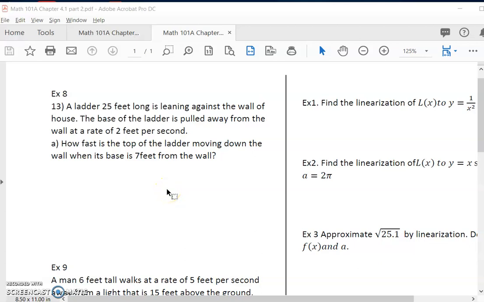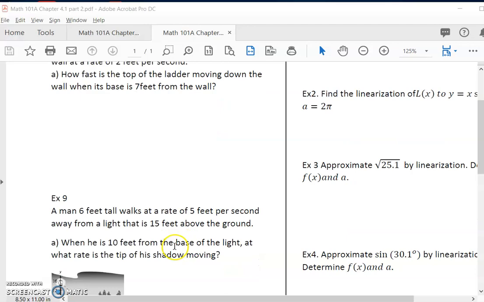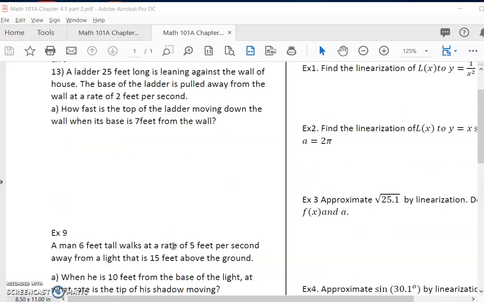This video is for chapter 4.1, part 4, more work problems. So we'll do two types of work problem. One is for a ladder sliding down the wall, and the other is for a shadow problem. They are all very popular related rates questions.